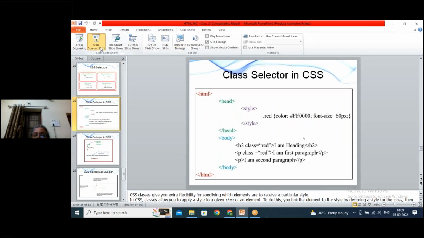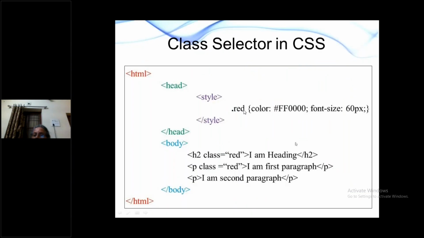So a class name should always begin with a dot and then the name you give the rule. Wherever you want the rule to be applied, in the HTML tag, you give the class attribute and give the name of the class, right?